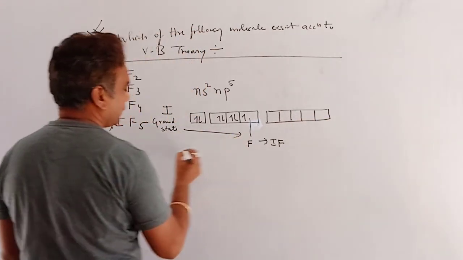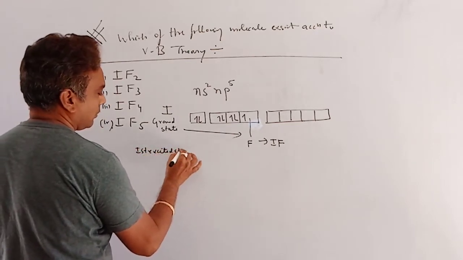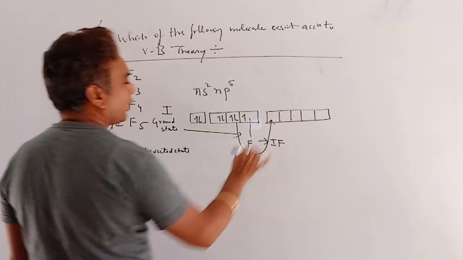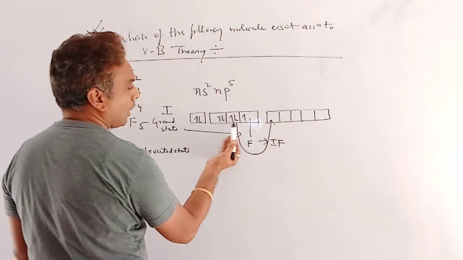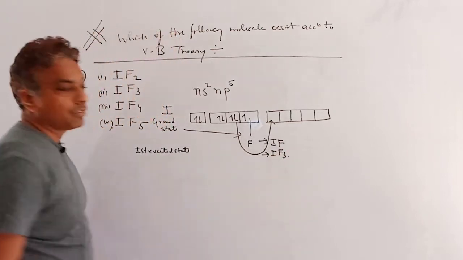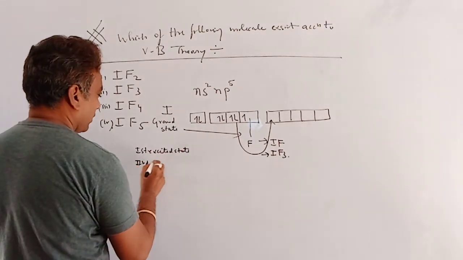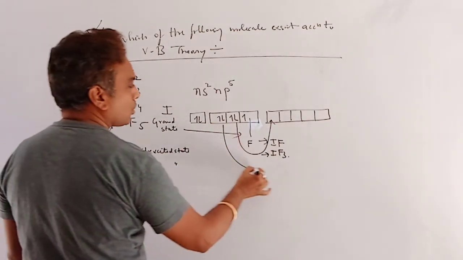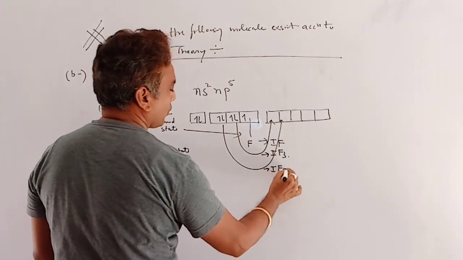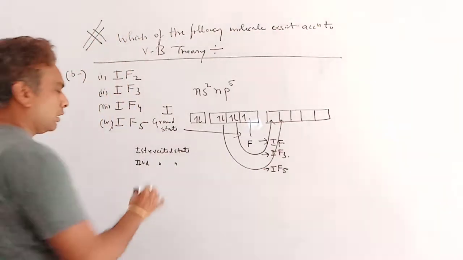This is the ground state, and in the first excited state, a p electron jumps to the d subshell. So how many electrons are unpaired? 1, 2, 3. So how many fluorines are required? 3. So IF3 is formed. Clear? In the second excited state, this electron also jumps from p to d. So we get 5 unpaired electrons. So IF5 is formed in the second excited state of iodine.